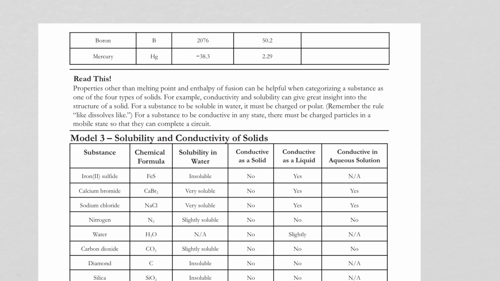And then the last two examples. Boron has a very high melting point at 2076 and 50.2 kilojoules per mole of enthalpy of fusion. What type could that be? And mercury, which is a metal, has a negative 38.3 melting point. This is a major exception here. There's another one, gallium, that melts at 27 degrees Celsius and also has a very low enthalpy of fusion. What could that be? If you can justify your answers, that is going to be the important part.